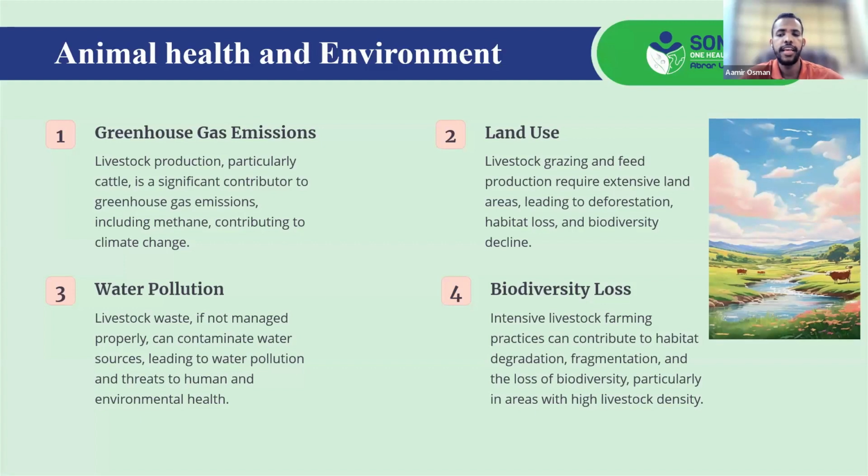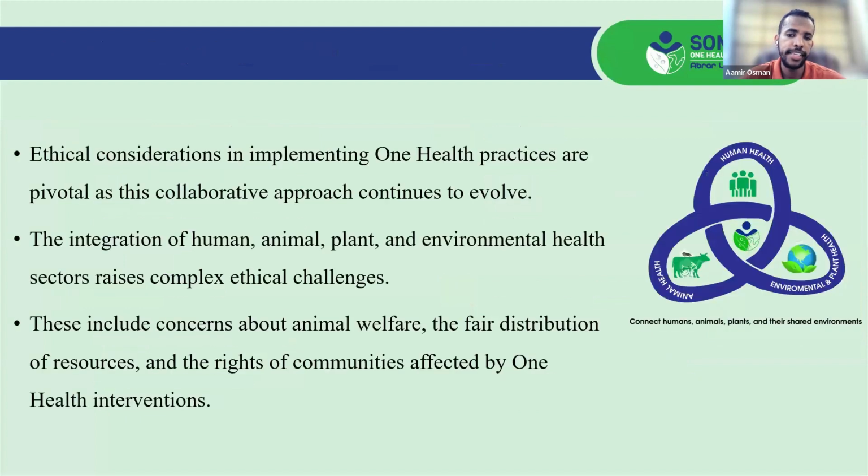Biodiversity loss: intensive livestock farming practices can degrade habitat, leading to fragmentation and reduction of biodiversity, especially in areas of high livestock density. So transforming our food system and consumption habits is an undeniable solution that must be part of the global roadmap for addressing climate change.